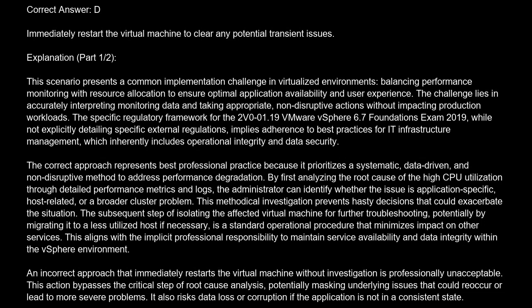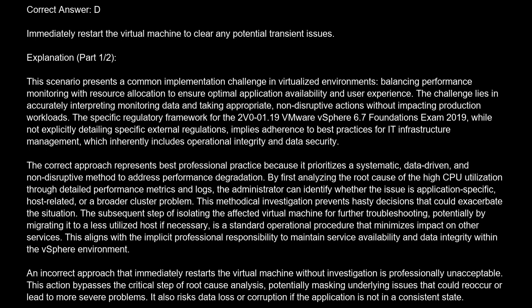Correct answer is D. Immediately restart the virtual machine to clear any potential transient issues. Explanation. This scenario presents a common implementation challenge in virtualized environments, balancing performance monitoring with resource allocation to ensure optimal application availability and user experience. The challenge lies in accurately interpreting monitoring data and taking appropriate, non-disruptive actions without impacting production workloads.